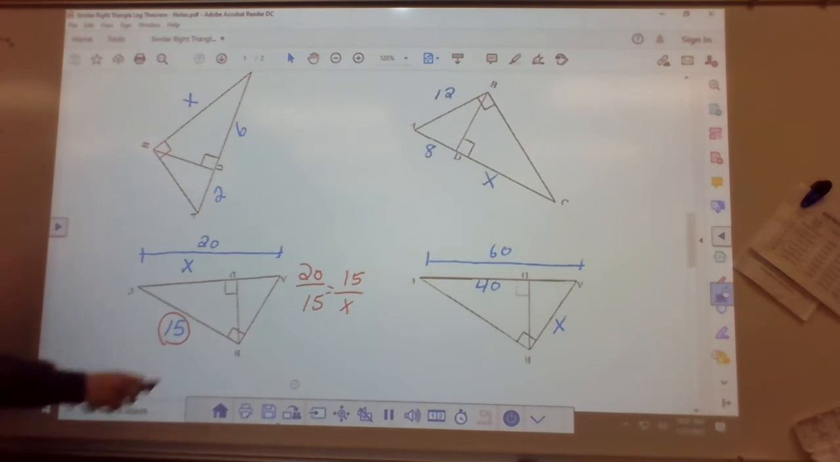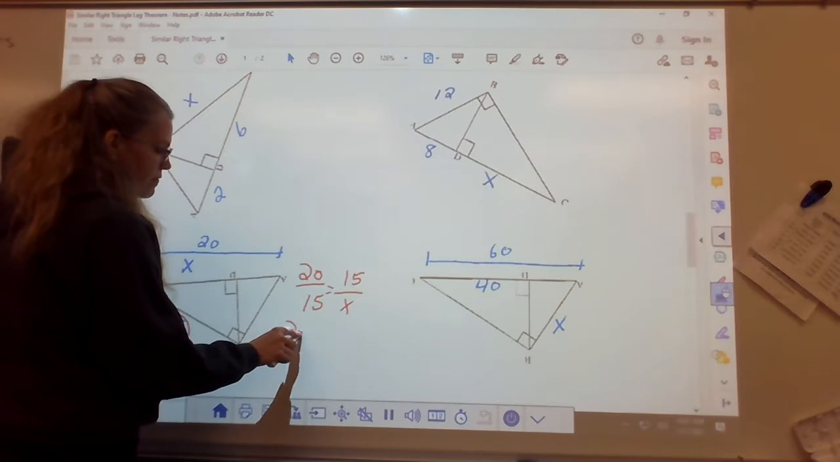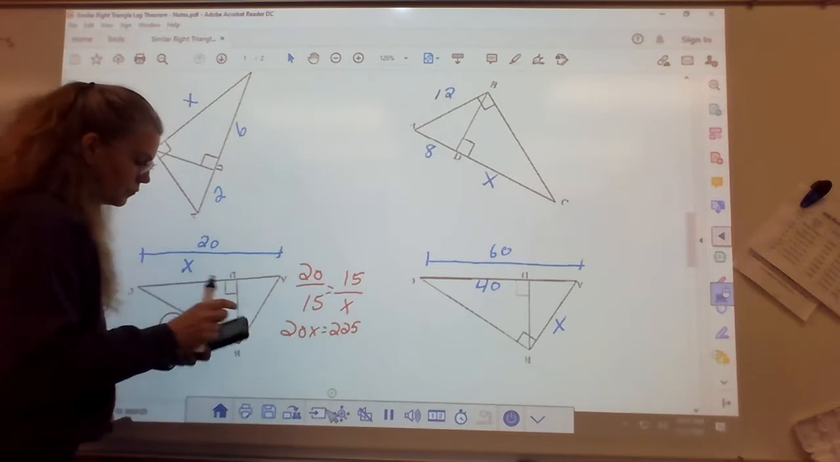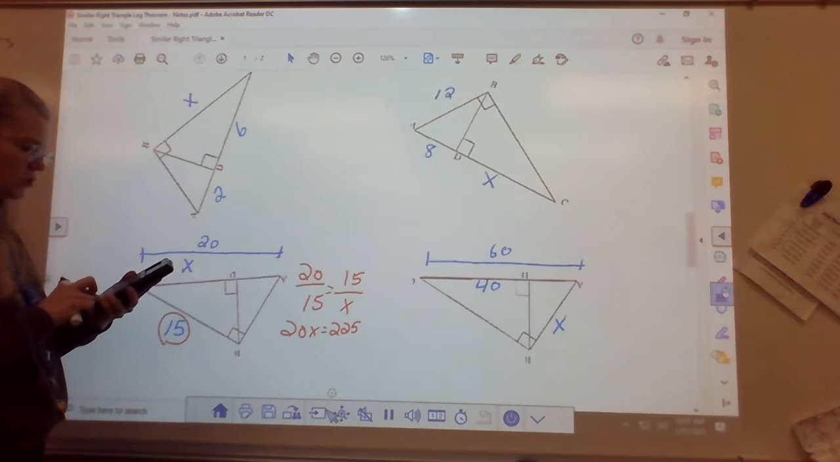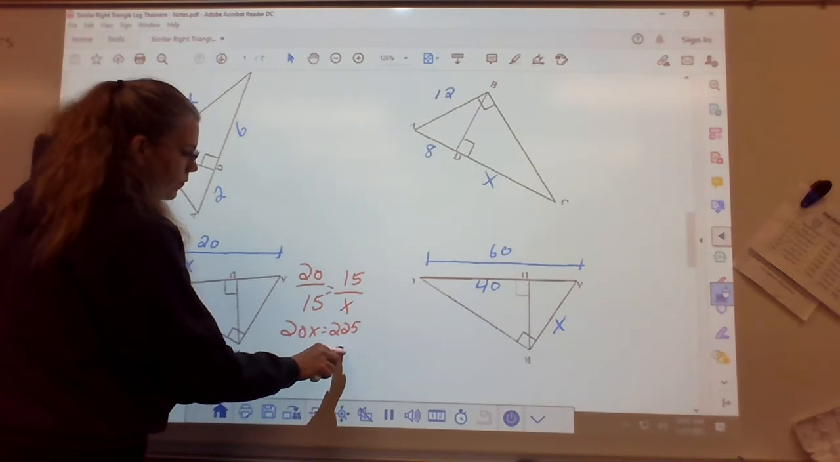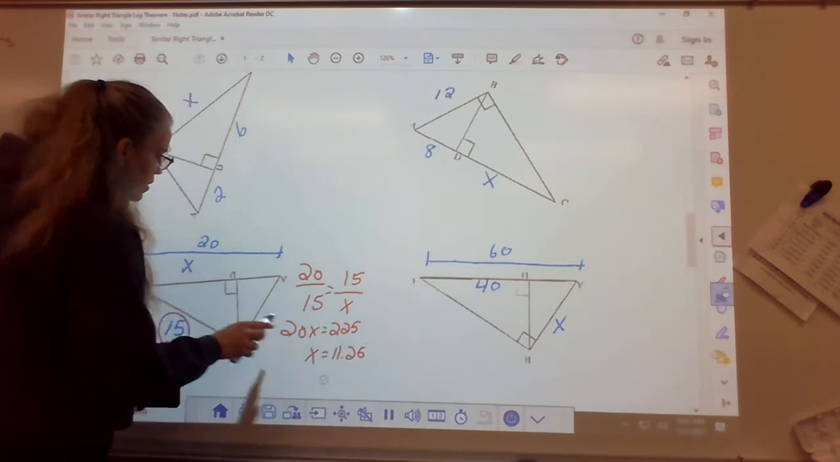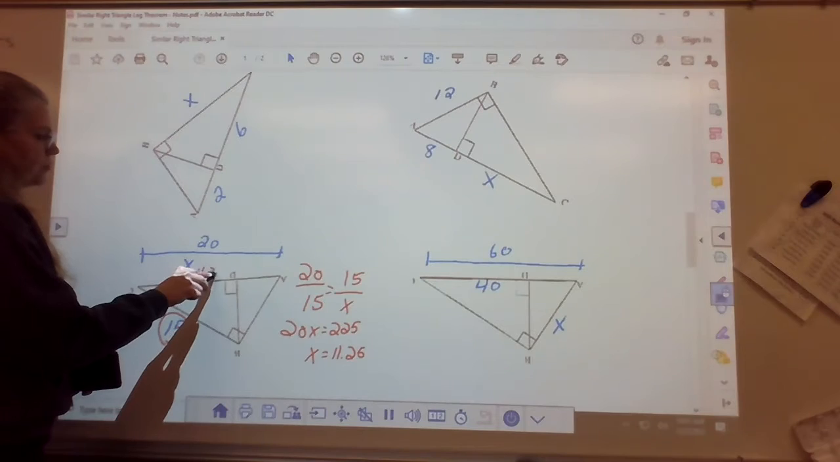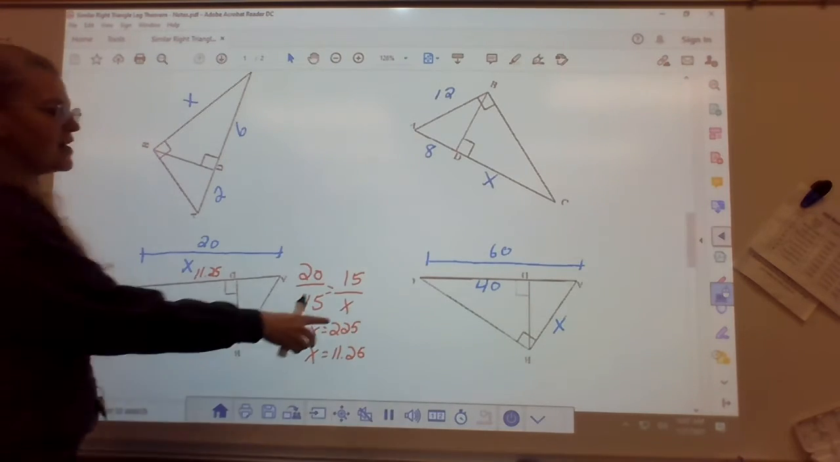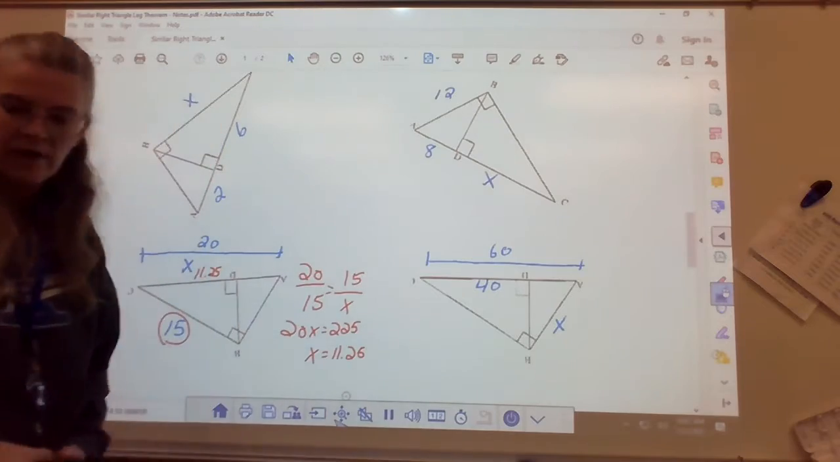So 20x equals 225. So 225 divided by 20 is 11.25. So this segment here is 11.25. That's my answer there. Now this last one's a little bit tricky, but it's not too bad.